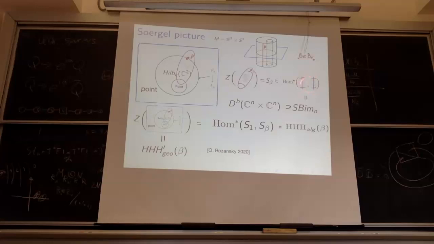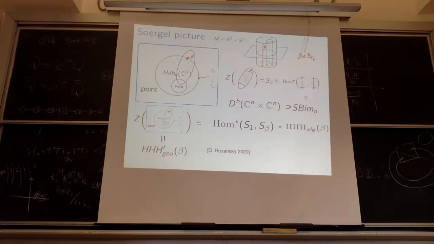So you can cut this circle into two pieces, one piece and another piece. Then the category which you attach to the circle is just the Hom between these two pieces, and you can see quite elementarily that this piece is C^2 × C^n and this piece is C^n. It's some kind of exercise. I can explain it after the talk if you want.